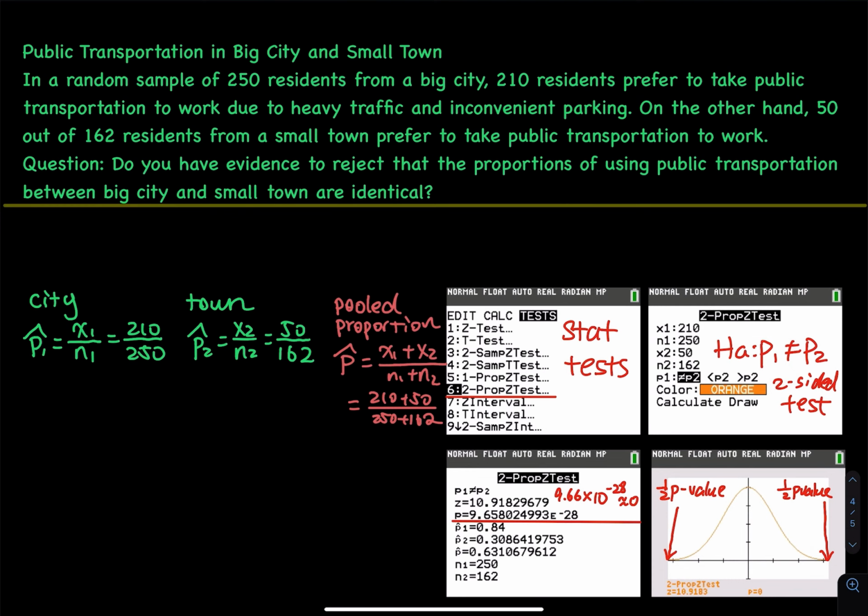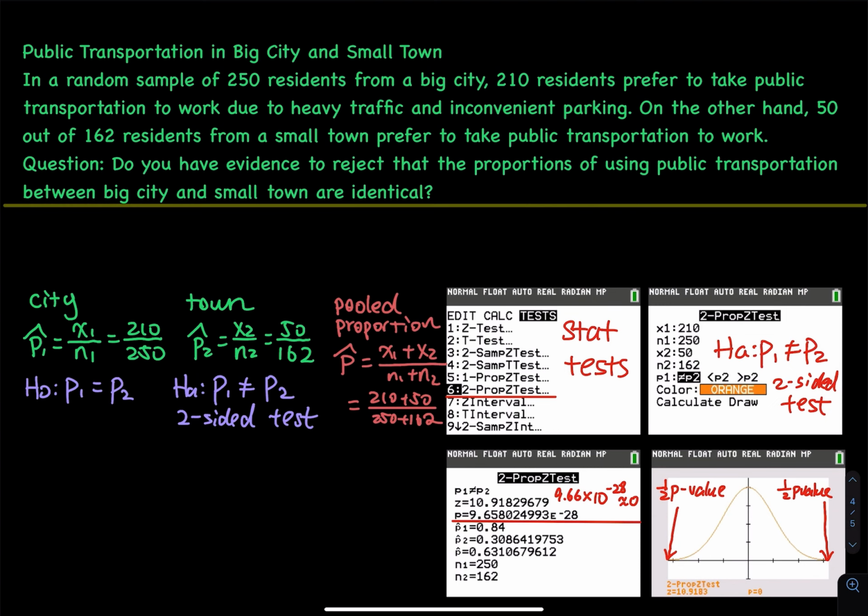So your H0 is P1 equals P2, and then your HA, I will take the opposite, P1 not equal to P2. So since you use a not equal, this is a two-sided test, right? That means we have p-value on the left side and p-value on the right side of the bell curve. Okay, so we have the setup, city and town.